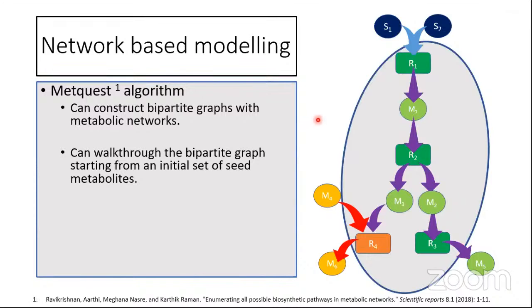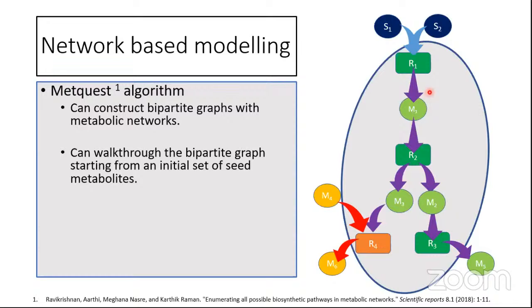Okay. So we had this algorithm, MetQuest, which was developed by Dr. Ati Ravikrishnan in the Computational Systems Biology Lab at IIT Madras. It is a Python-based package, and it is available on GitHub and the Raman Lab page. Let me tell you what this MetQuest does. It can basically do two things. It can construct bipartite graphs from these metabolic networks.